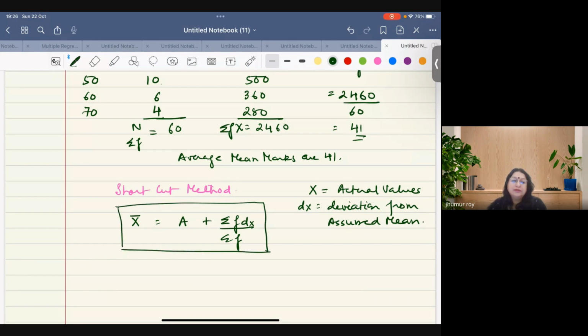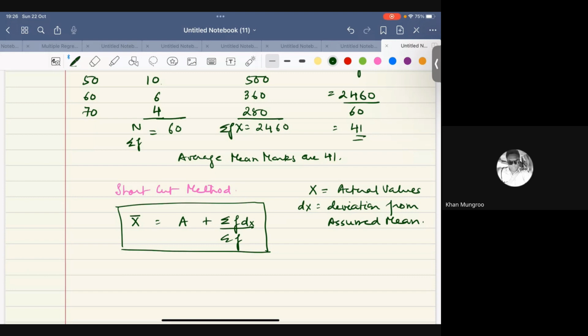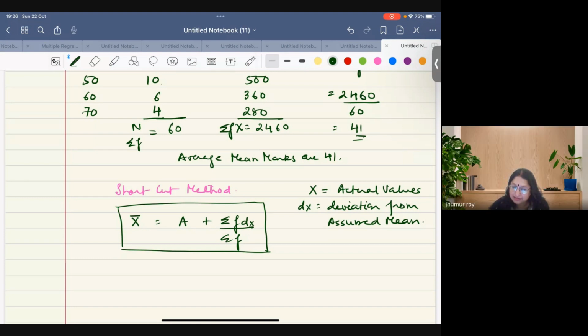Please write the formula down. I'll explain it. I'll do one question so it will become clear. Has everybody written down the formula? Ma'am, the capital A is the assumed mean? Yeah, capital A is the assumed mean.